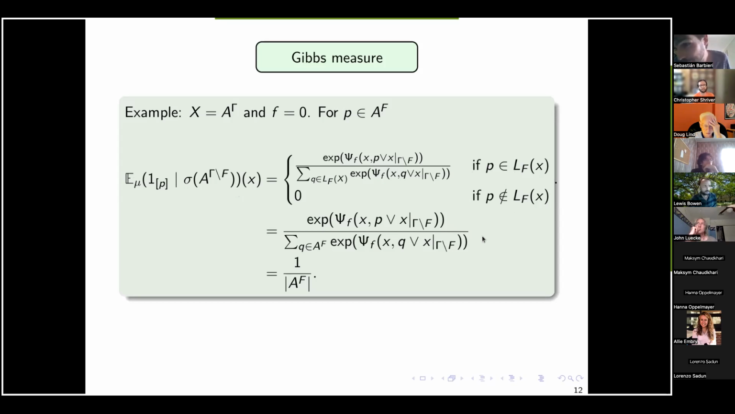Second, as F is 0, the cocycle is going to be 0. So this exponential above is just the number 1, and this exponential below is just the number of terms that I'm summing. So this simplifies just to 1 over the number of patterns which support F. And as you can see, this doesn't depend on X. So actually, the only Gibbs measure for the full shift is the uniform Bernoulli measure, which is what I told you before.